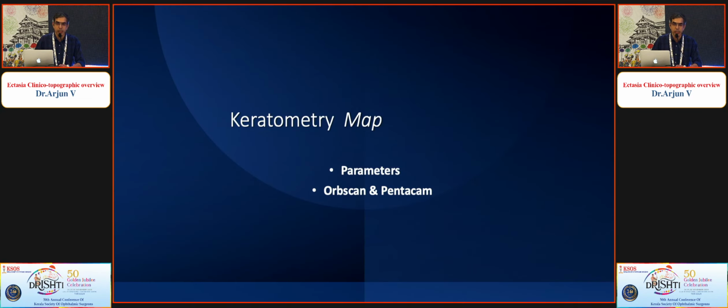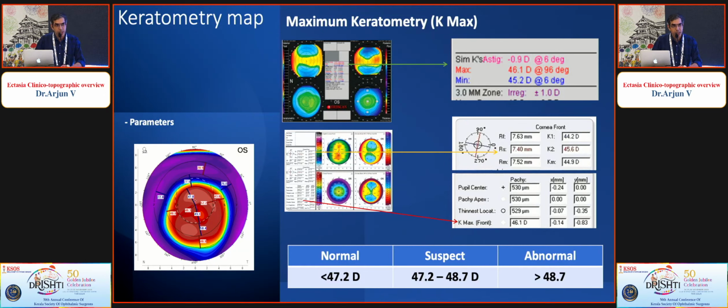Going on to the parameters, I'll try to cover both the devices in one go. I apologize for doing this. So in the keratometric map, one thing you have to see is the Kmax. The Kmax, if it's less than 47.2, it is normal. More than 48.7 is mostly abnormal.